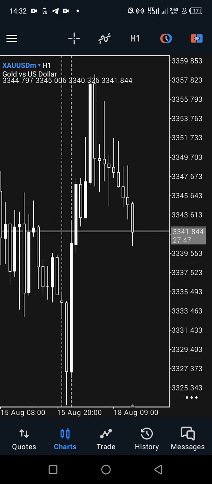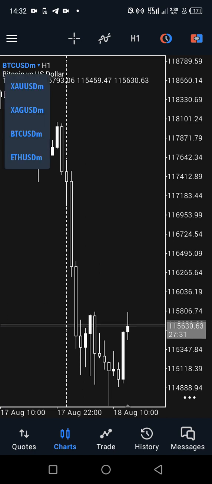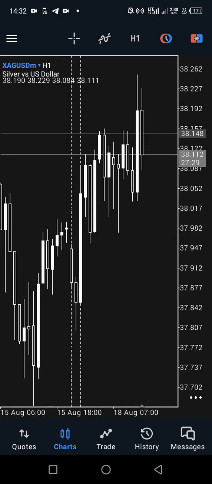Now let's take a look at Bitcoin. It's a cryptocurrency. Just like I told you, trading forex is not just about currencies, and it's also not just about commodities like we have seen with gold and silver right here. Trading forex also involves cryptocurrencies, shares, and all that. So this is cryptocurrency. This is Bitcoin.